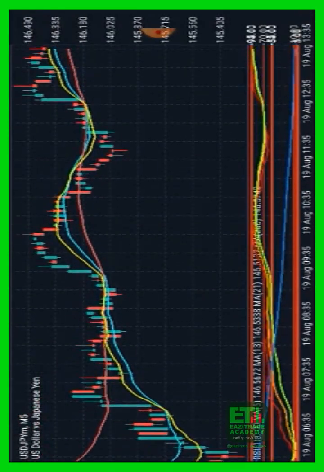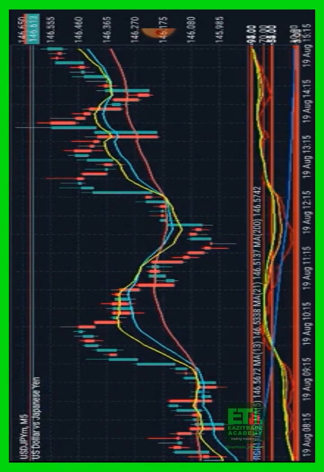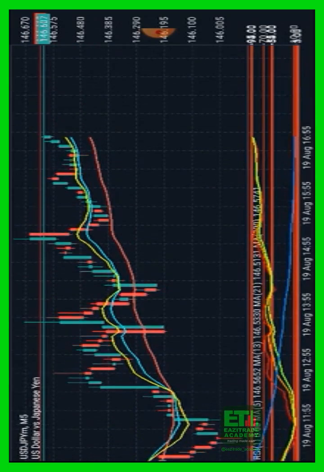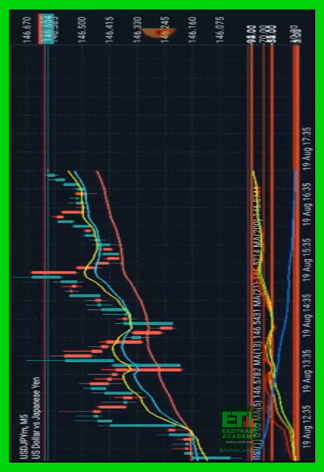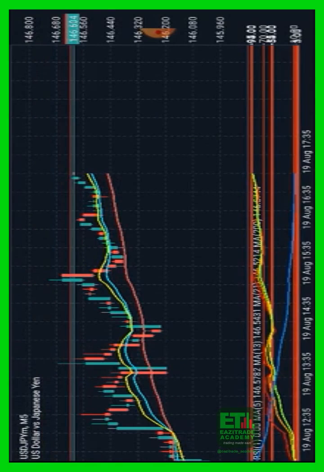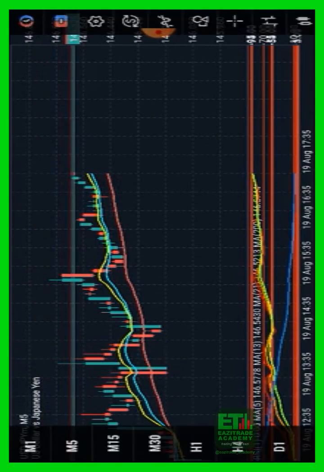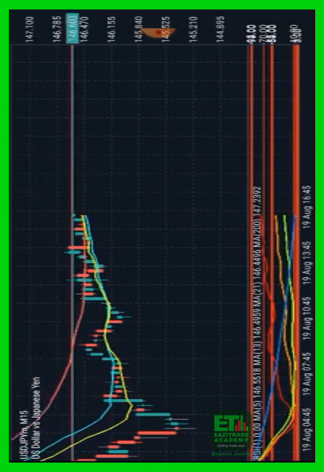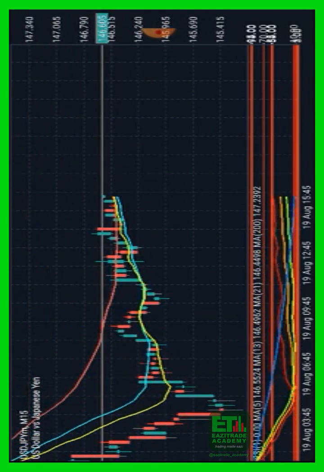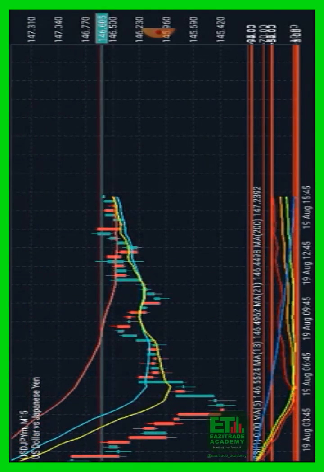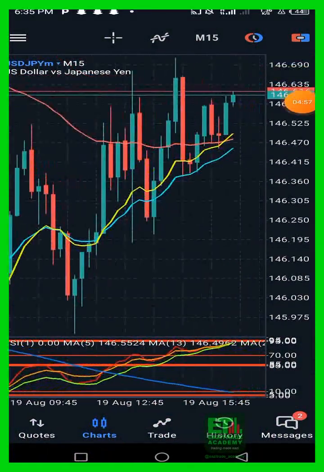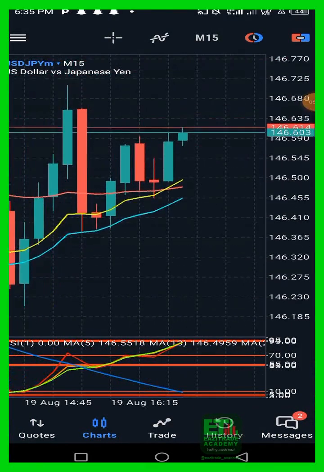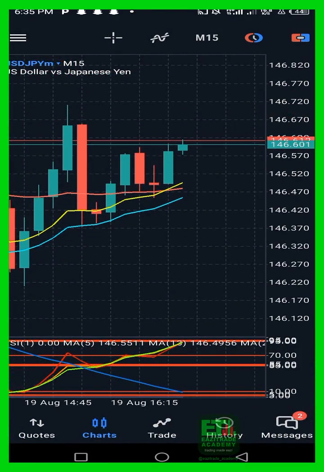I'm trying to identify a morning star. Okay, no strong one on 5 minutes. Let's take a look at 15 minutes. Good. This is a morning star. Okay, let's go back to our normal screen. A morning star occurred here.